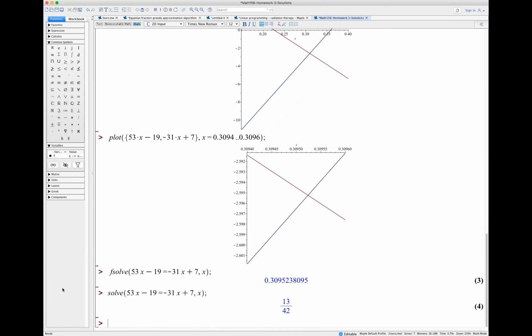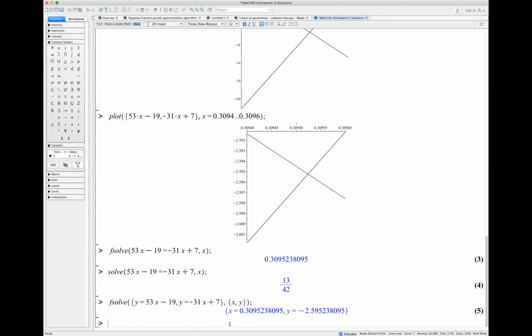Now, if we want to find the x and y coordinates simultaneously, we could try the following. Suppose you want to solve the two equations. y equals 53x minus 19, comma, y equals minus 31x plus 7. I put the two equations in curly brackets. I want to solve for x and y. I put them in curly brackets. And that's what we get, just exactly what you see there.